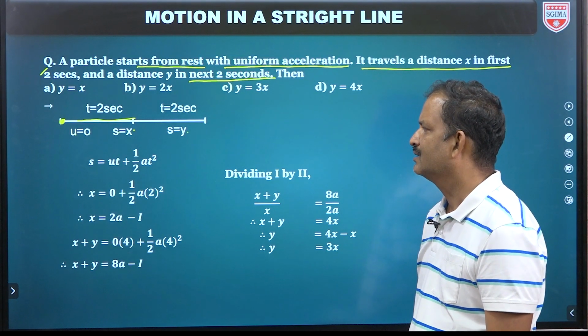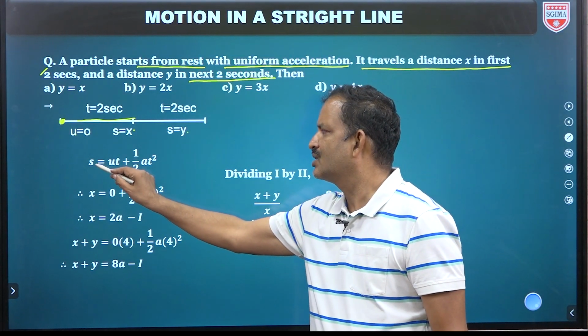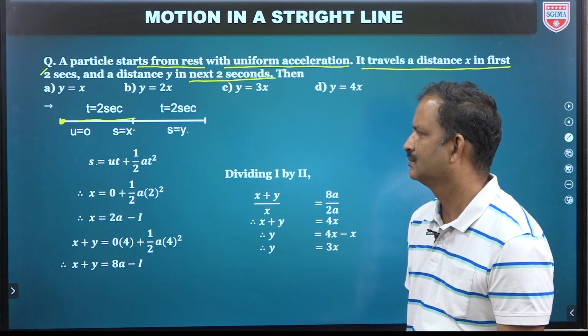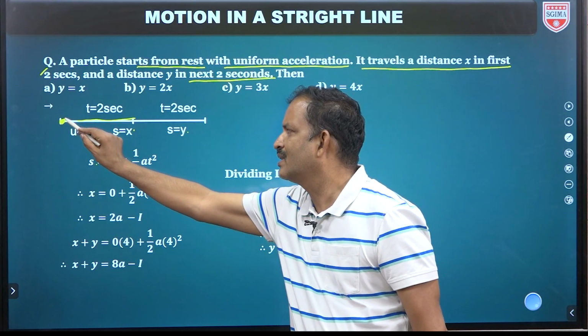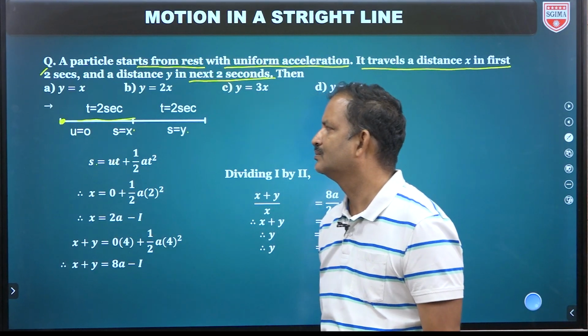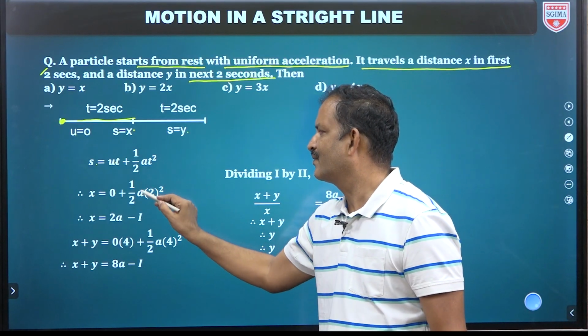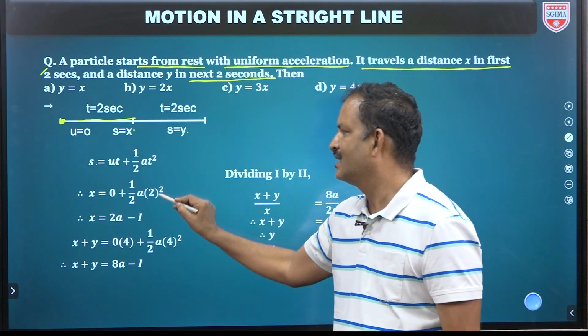I am writing that S is equal to ut plus half at square. Here I know the initial velocity is 0. So, x is equal to half a, t is 2 square.